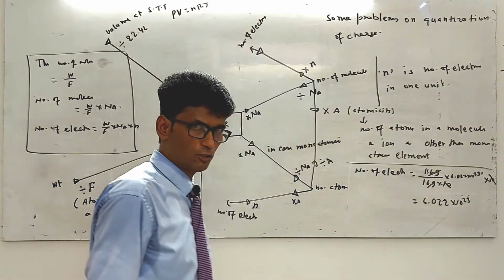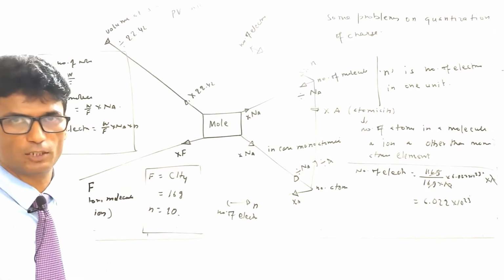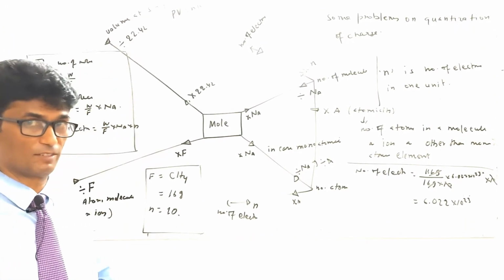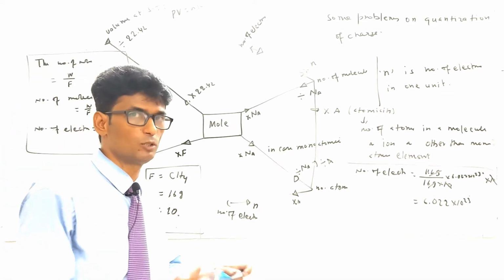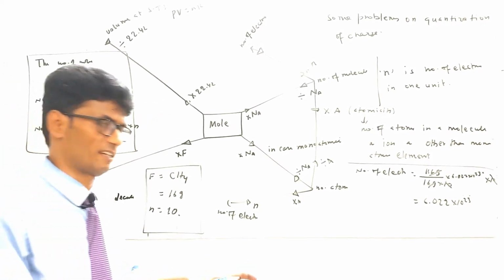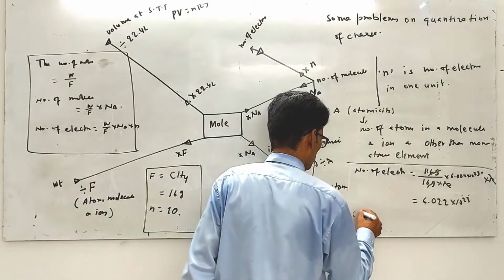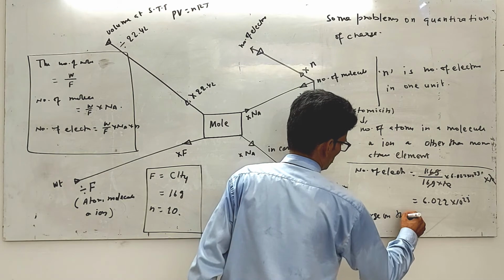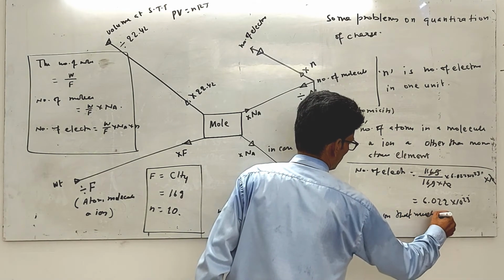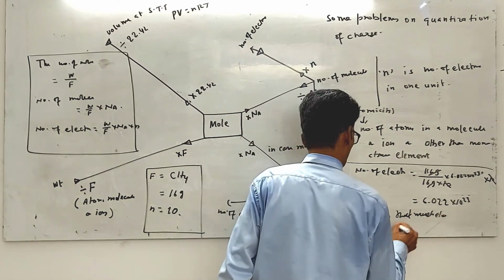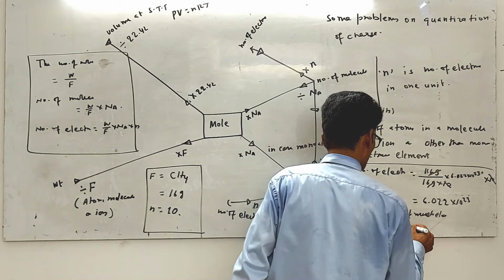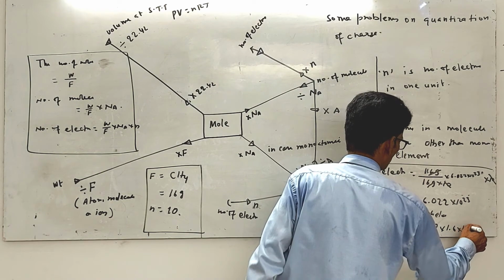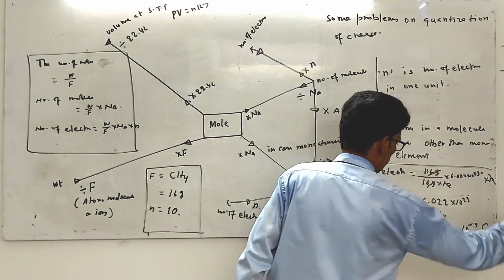And each electron has got charge 1.6 multiplied by 10 to the minus 19 coulomb. You cannot say minus here, because minus is a relative term with respect to proton. So we are just going to calculate the charge, so no need to put the minus sign. The charge on that much electrons, we have to multiply 6.022 into 10 to the power of 23 by 1.6 into 10 to the minus 19.